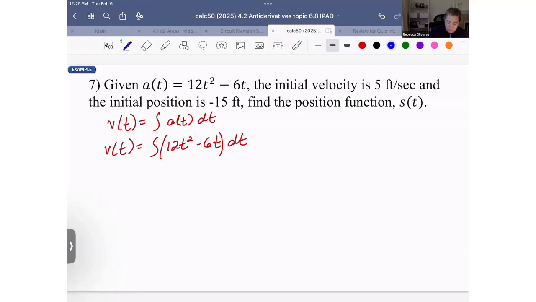This is a polynomial, so we can just use the power rule. So 12t cubed over 3 plus 6t squared over 2 plus c. Clean that up a little bit: 4t cubed plus 3t squared plus c.